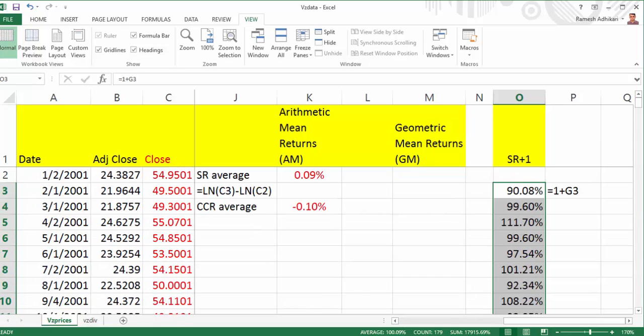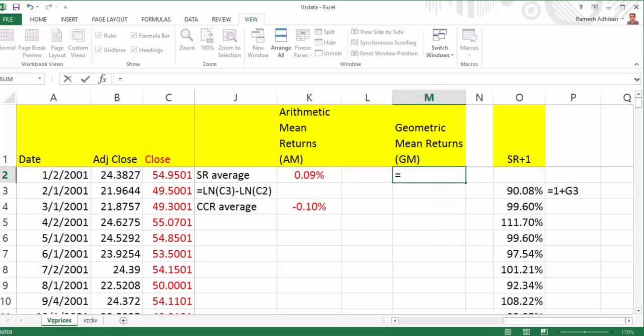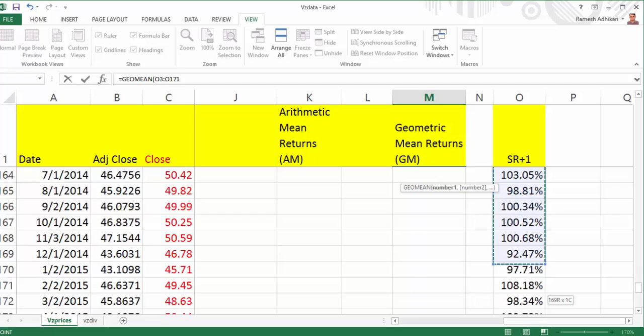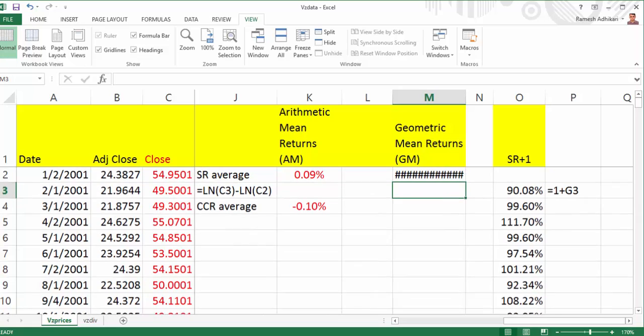So to calculate the geometric mean, all we have to do is this. Here use the GEOMEAN, right? GEOMEAN and all those numbers from the new series, the one we created by adding 1. So you find the geometric mean and subtract 1. This is how you get it. So now we have the geometric mean.